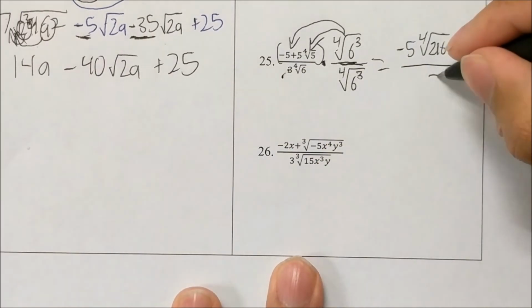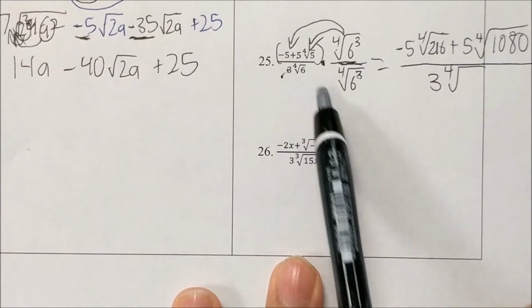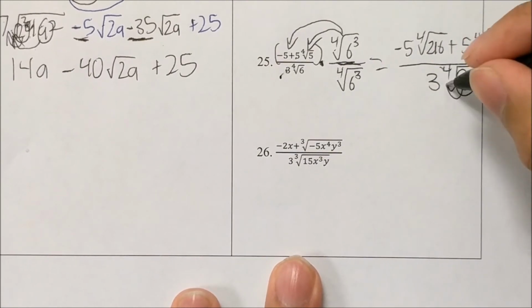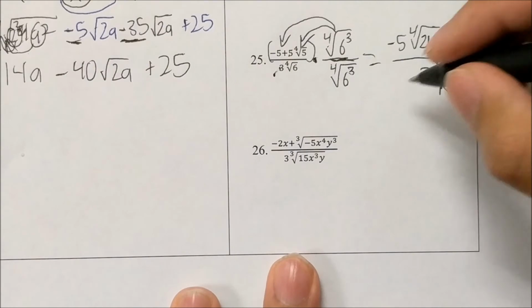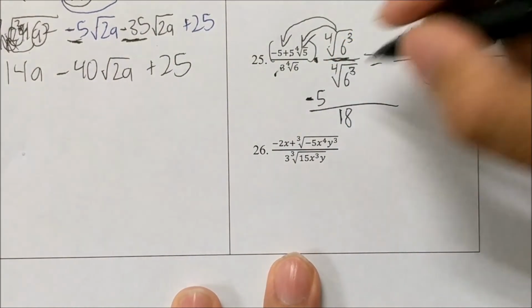Okay, let's see what happens in the denominator. We've got a 3 on the outside, and then 6 times 6 cubed is 6 to the 4th. So these match, so I get to take the 6 outside to join the 3. 6 times 3 is 18. So that's my denominator, and let me copy down the numerator.